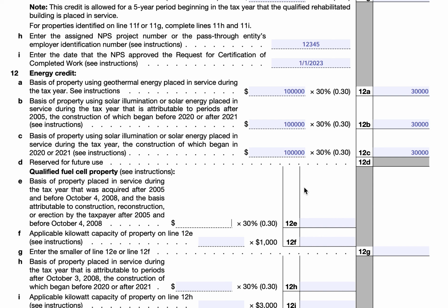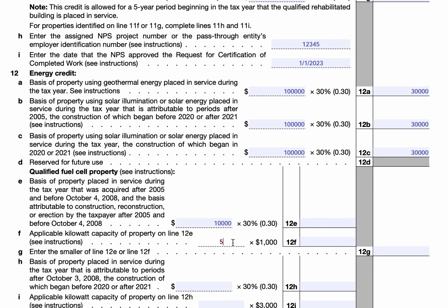So this was property that was placed in service during the tax year, acquired after 2005, but before October 4th, 2008 specifically. And then in 12F, you would enter the applicable kilowatt capacity. This must be a whole number. You can't put 0.5, you would have to put 1. So we'll skip this, but you would just fill it out as such.